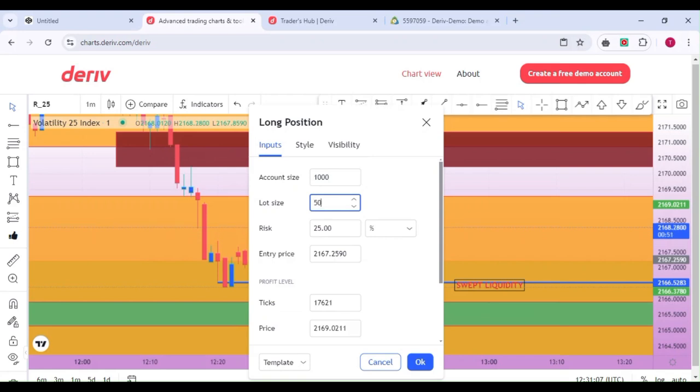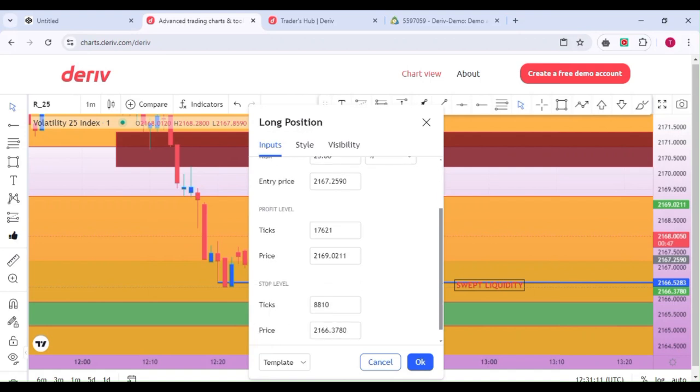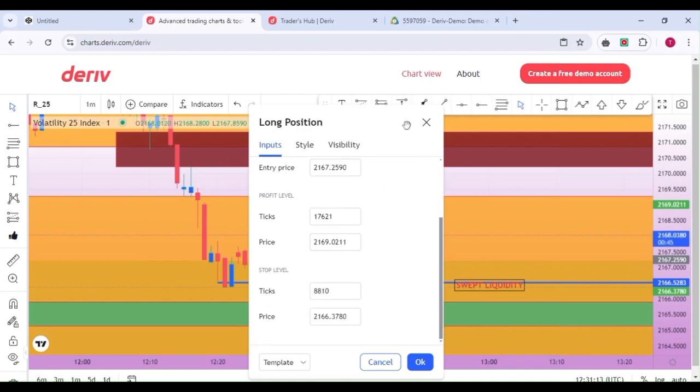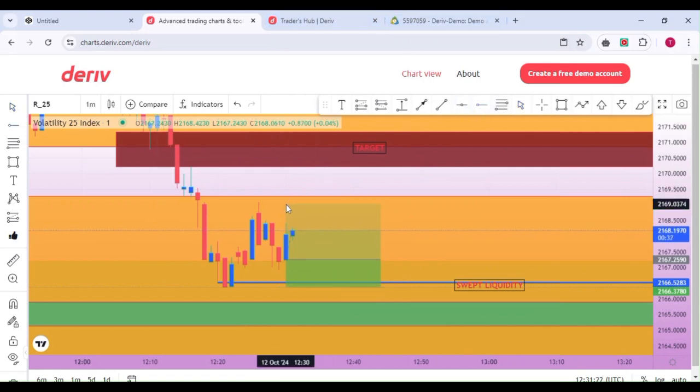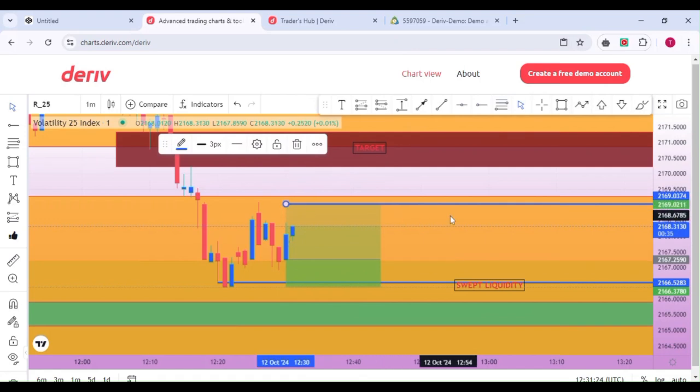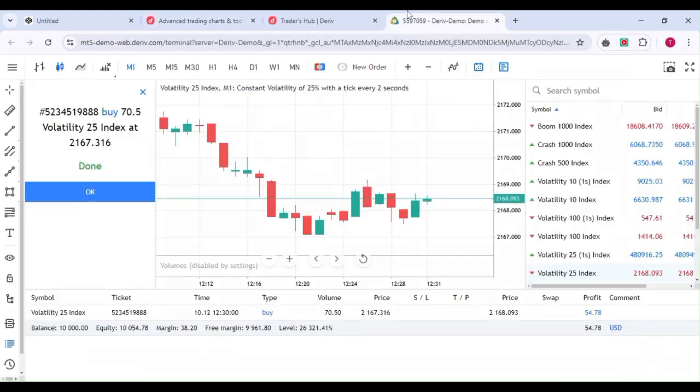So I'll be using a lot size of 100. That's what we have used, 50. We have used 50. Then let's see. Those are the profit levels, the take profits, but for me, I'll just focus on the ratio 1:2. You can see the trade is moving up as we predicted. So that would be our first take profit one.